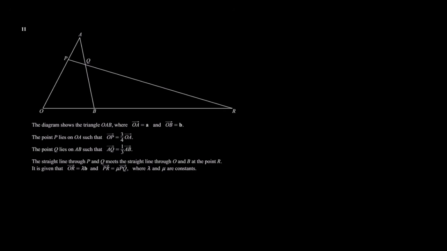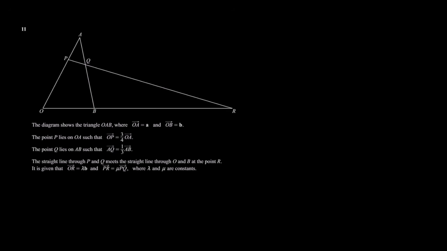Okay, this is question 11. I'm very sorry that the type is small, but I've had to shrink it so I can fit it on the page. The diagram shows the triangle OAB, where OA is the vector A, OB is the vector B. The point P lies on OA, such that OP is 3/4 of OA, and the point Q lies on AB, such that A to Q is a third of A to B.